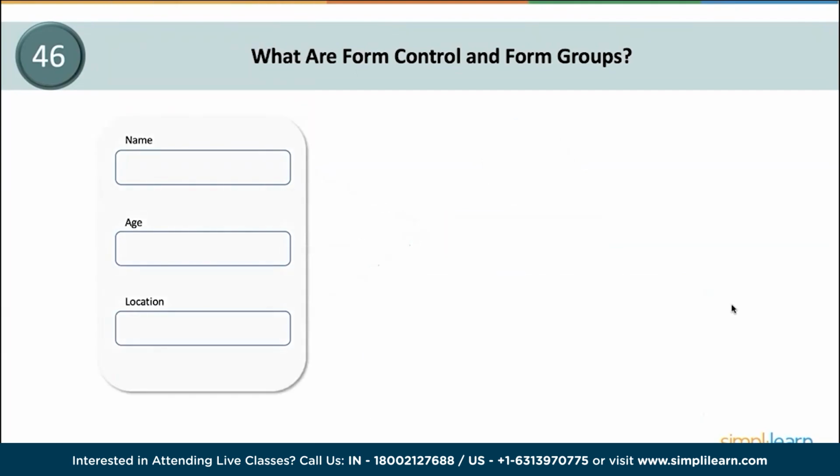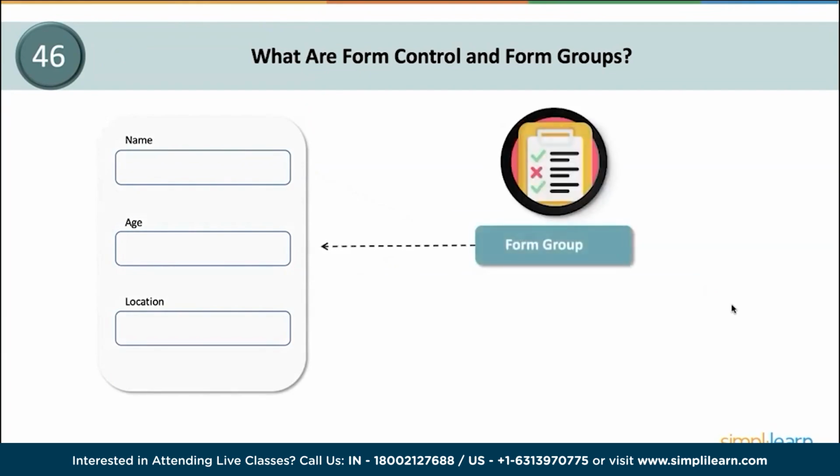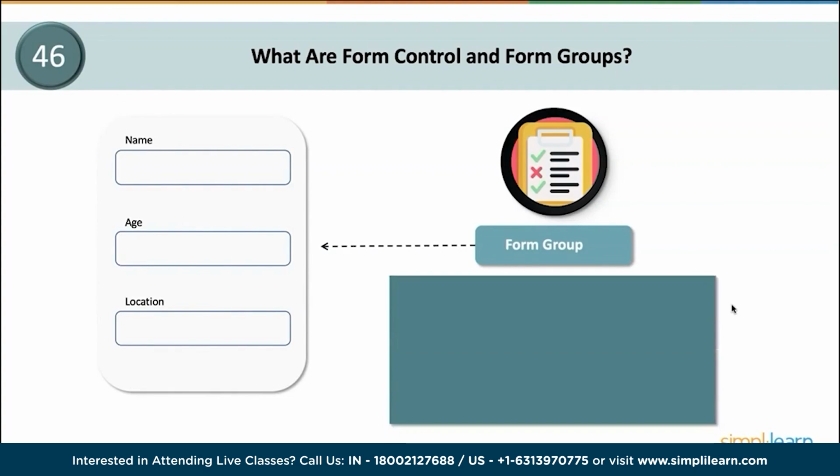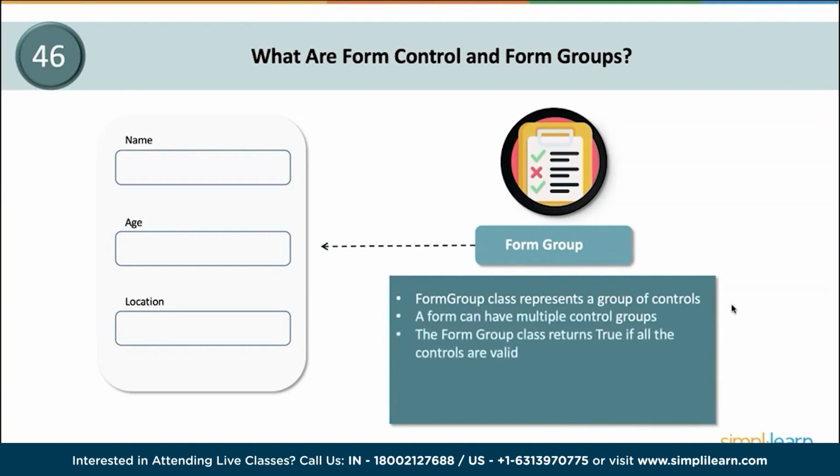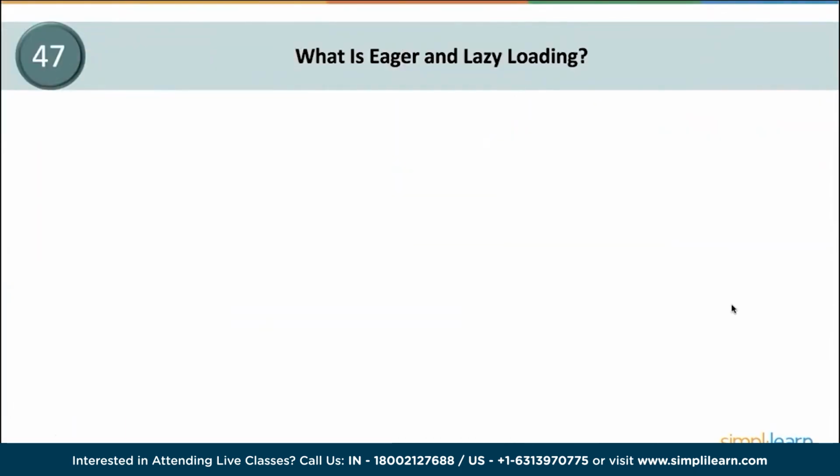Clear? Now we talk about form group. It forms a group under which relevant fields are joined together. The FormGroup class represents a group of controls; for example, an address contains city, state, and pin code. These three together can be called a form group. The FormGroup class returns true if all controls are valid, and it is designed to provide all the necessary validation errors.